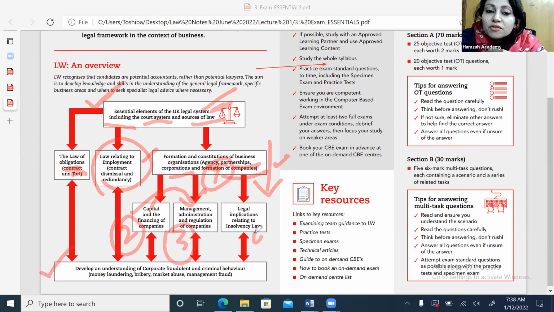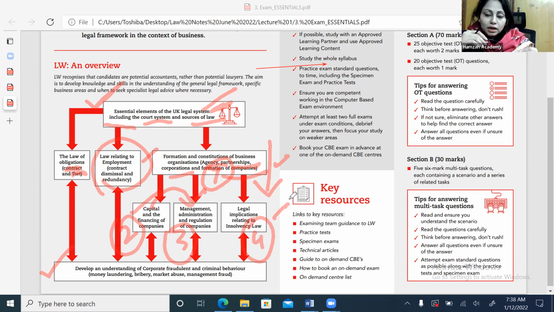And if the business is unable to operate, if the business is unable to meet its liability, then the life of the business will come to an end. So the fourth area is how the business's life will come to an end, how businesses will become insolvent, will be liquidated, right? Insolvent means when the company is unable to meet its debts.